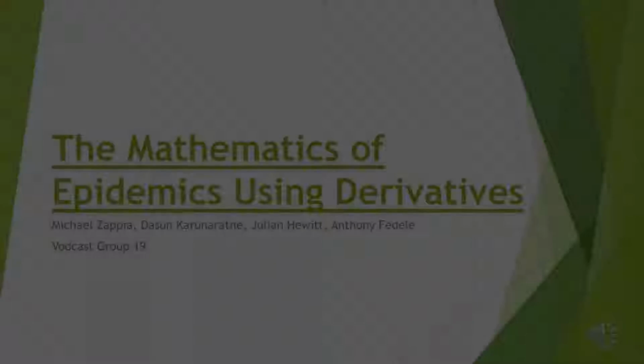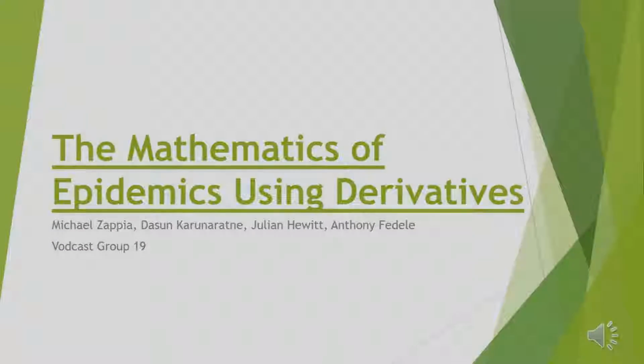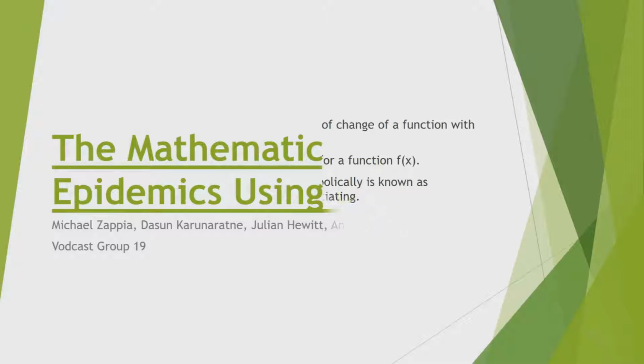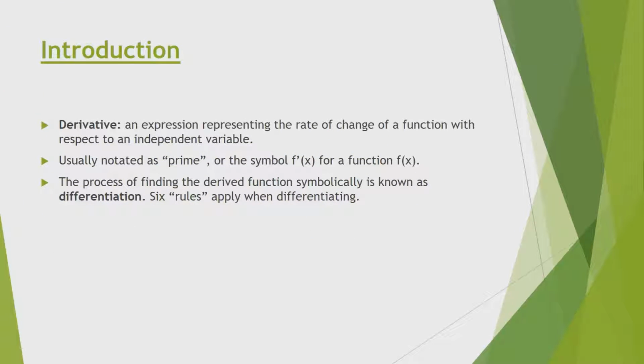The Mathematics of Epidemics Using Derivatives by Vodcast Group 19. A derivative can be defined as an expression representing the rate of change of a function with respect to an independent variable. Derivatives are usually notated as f prime x for a function f of x. The process of finding a derived function symbolically is known as differentiation, and 6 rules apply when differentiating.